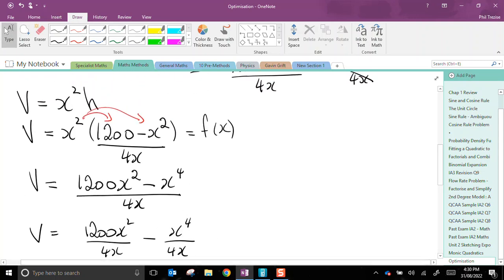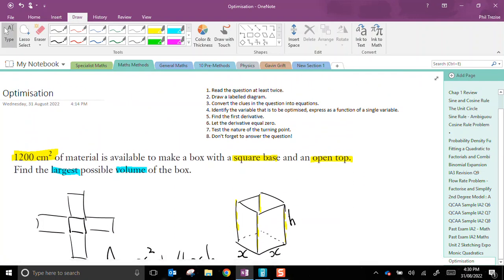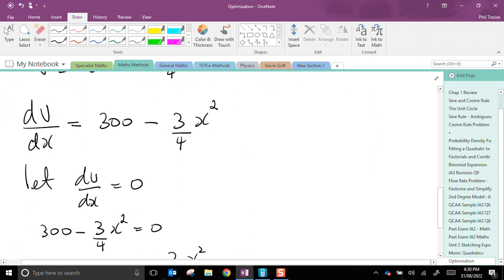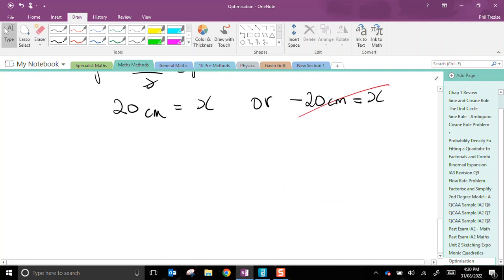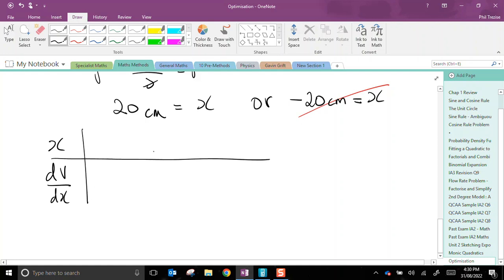Let's go back to our checklist. It's a long way back. Did we find the derivative? Yes. Did we let the derivative equal 0? Yes. Now we have found the value of x that worked for that. We have to test the nature of the turning point. We wanted this to be the largest volume. We have to really hope that that gives me the largest value. So let's do it like this. Let's make a little table of x and dV/dx.